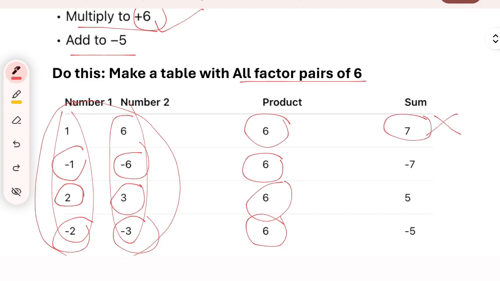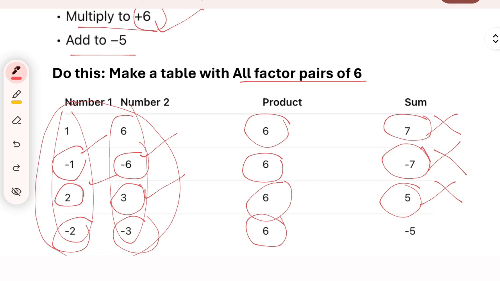So that is not what we want, right? Because we want negative 5. Remember, we want negative 5. Now we have negative 1. We add negative 6. The answer is negative 7. We don't want that. Next, we have 2 and 3. When we add them, it will give us 5. Oh, we still don't need it because we need negative 5.